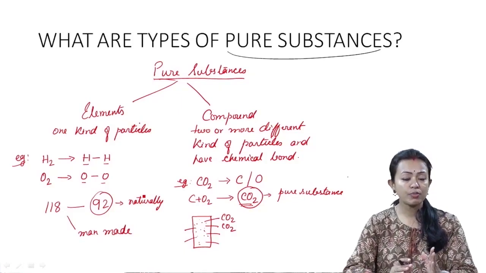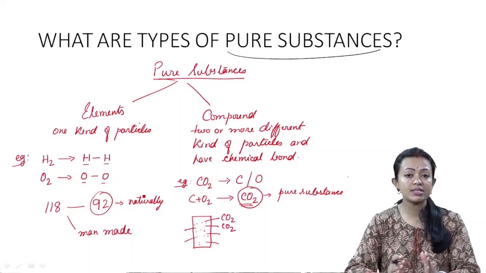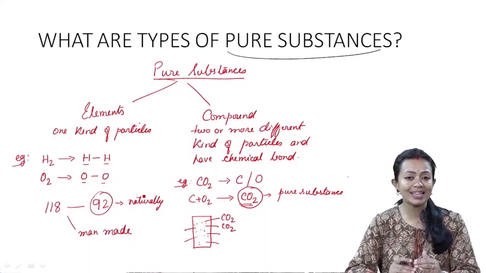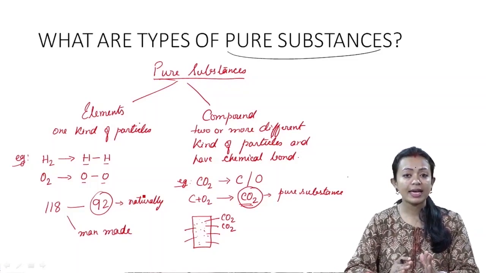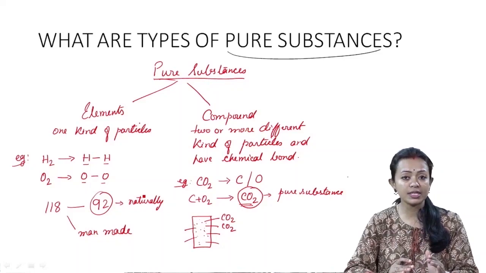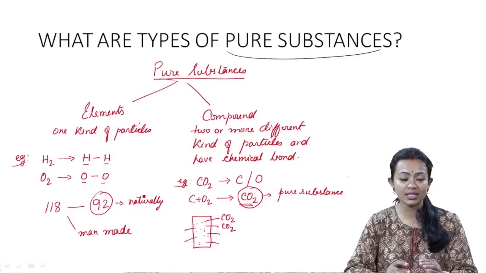So if we try to make a distinction between metals and non-metals, then we need to select certain parameters on the basis of which these differences can be made. The very first thing about the physical state, that most of the metals are solid, whereas in case of non-metals, most of the non-metals are in the gaseous form.